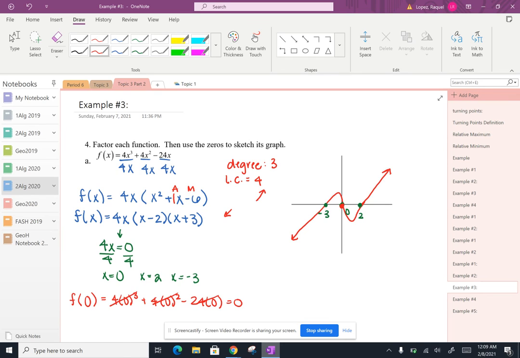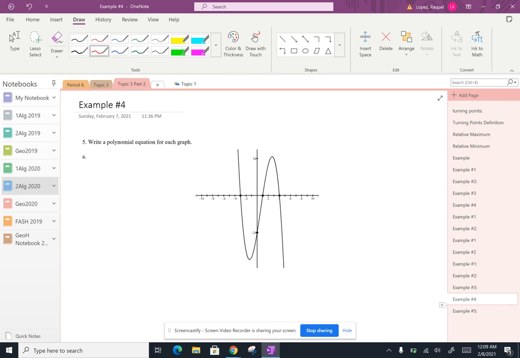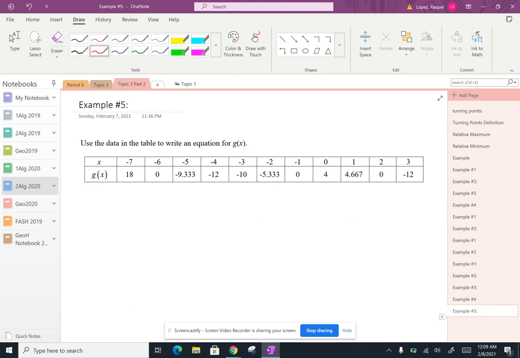All right, nice job. In the next couple of examples, we'll go through writing an equation given a graph and writing an equation given a table.